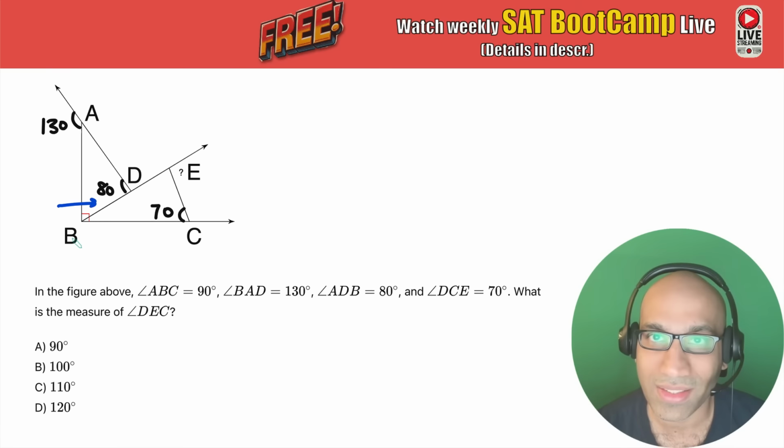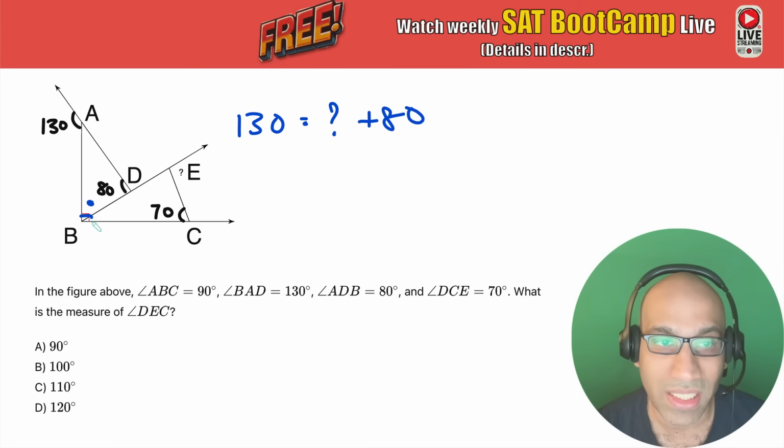So can you find out what is this one? Right? Remember, 130 is equal to what plus 80? You get this one. Now remember, this is 90. So whatever angle you get here, you subtract it from 90. So 90 minus this, whatever this angle is here, you're going to get this one.